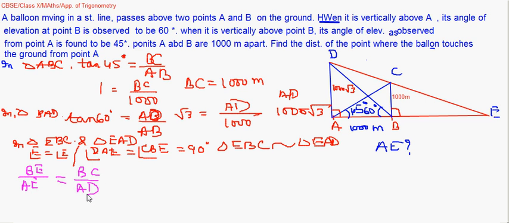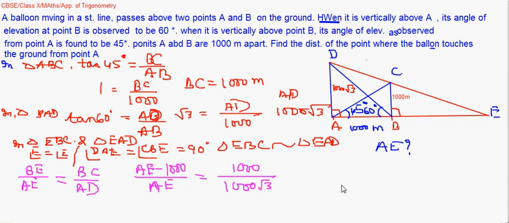Now BE can be written as AE minus AB. So this I can write as AE minus AB, by AE, that is again AE. This is equal to, whereas BC was 1000, AD was 1000 root 3.